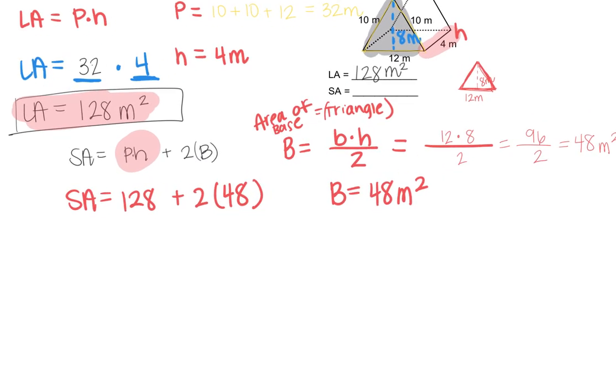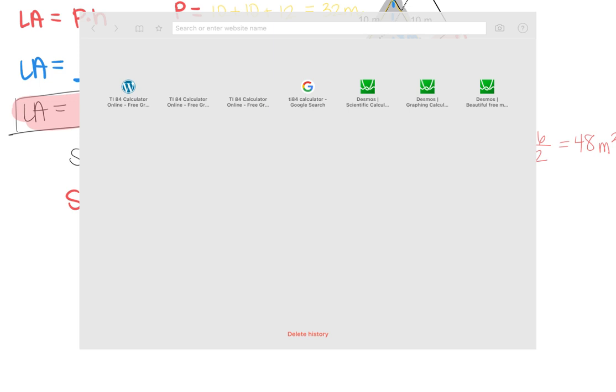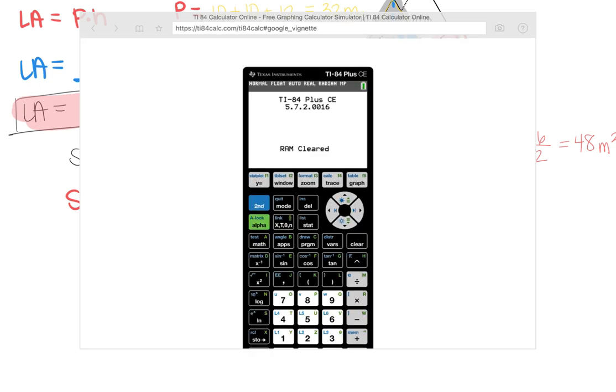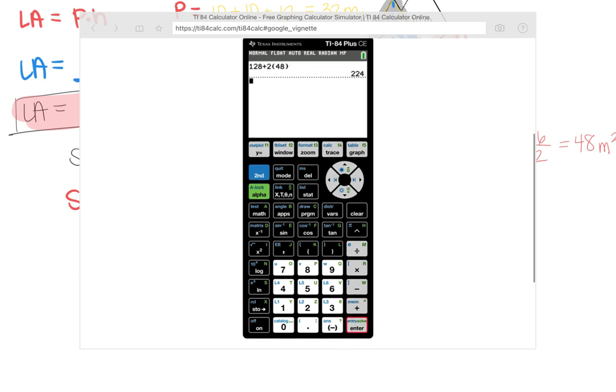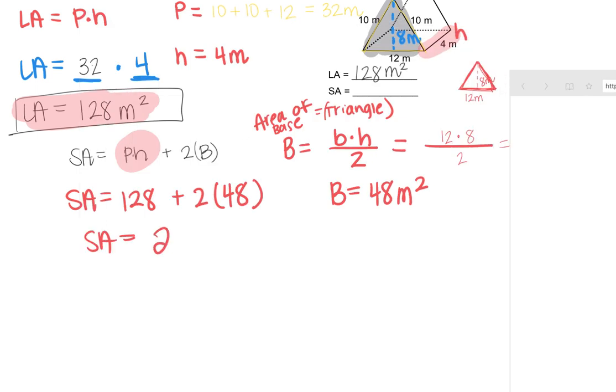Okay. Now, let's put the rest in the formula. Okay, so it's going to be 128 plus 2. Ooh, I already messed up. Delete, delete, delete. 2, then parenthesis, and it's 48. Oh, sorry, I keep making little mistakes. It's hard to write with your pen. And it's 224. Okay, that's your final answer, 224. And this is meters squared.